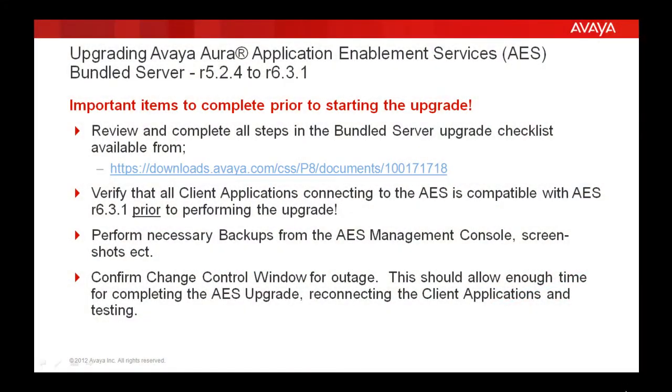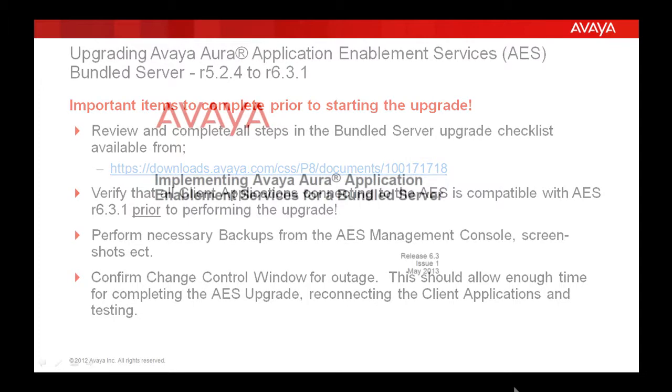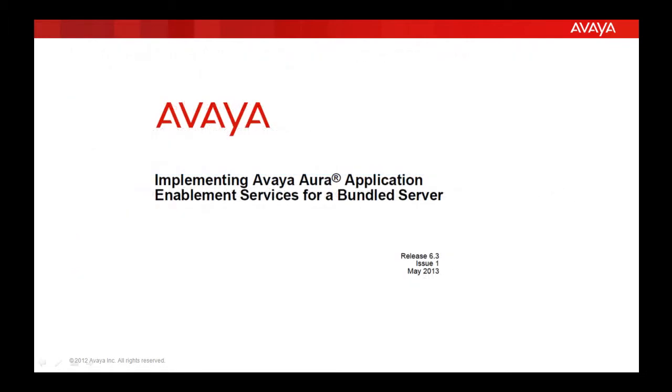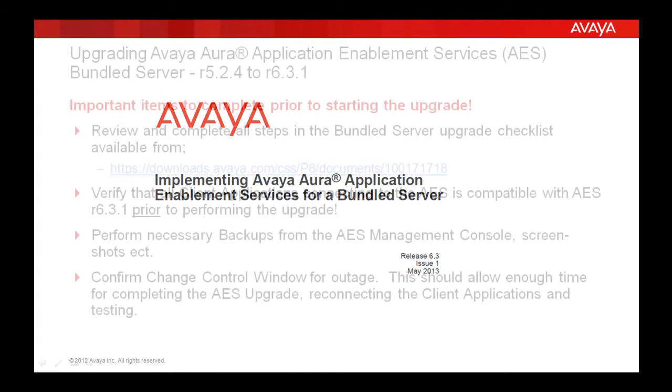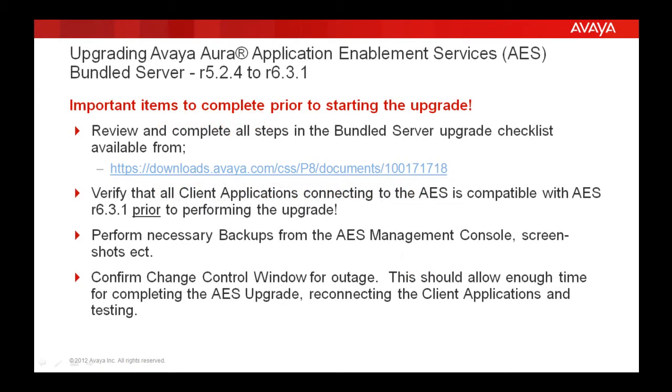Before you can upgrade your Avaya Aura Application Enablement Services server, in short AES, there are a few very important items to complete. Prior to starting the upgrade, you need to review and complete all steps in the bundled server upgrade checklist documented in the implementation guide for the AES bundled server. To obtain the correct guide for AES release 6.3.1, you can use the link provided on the screen.